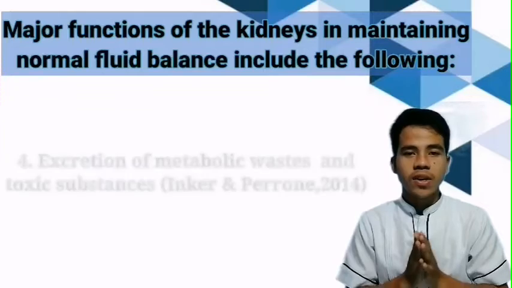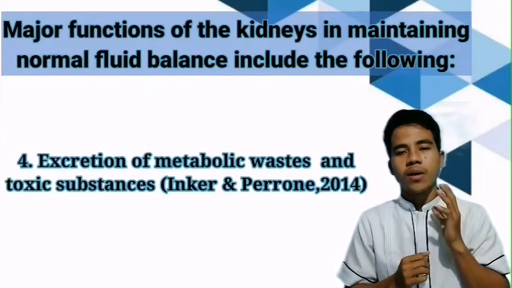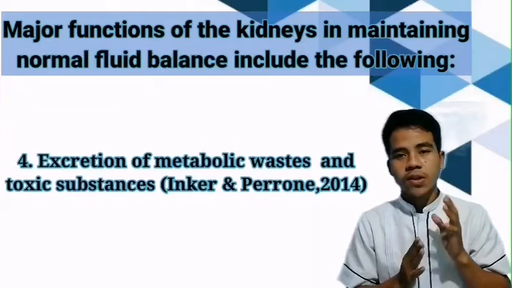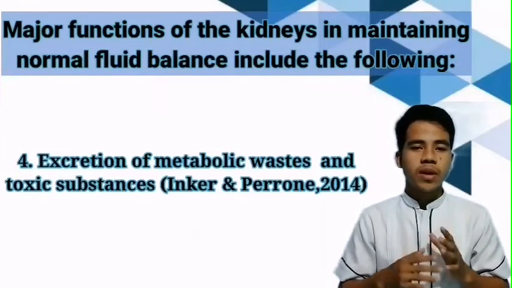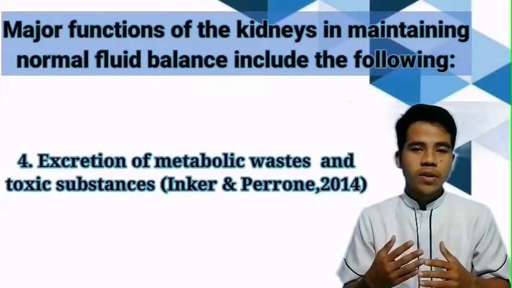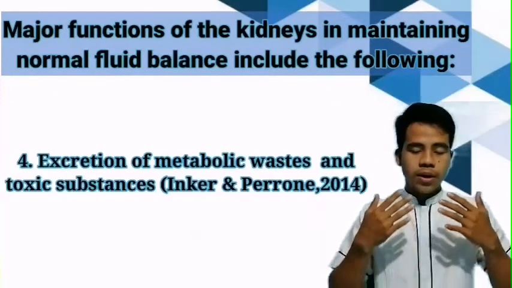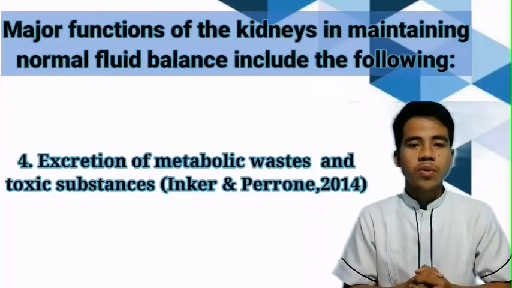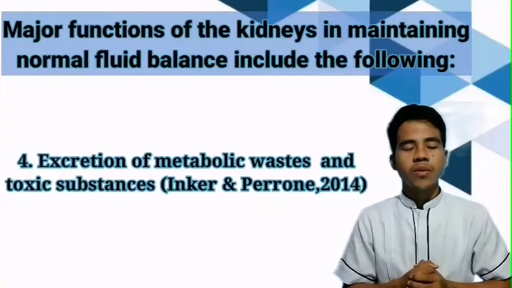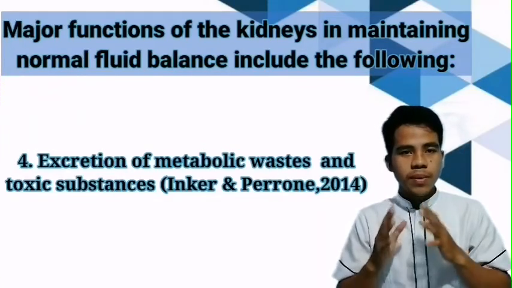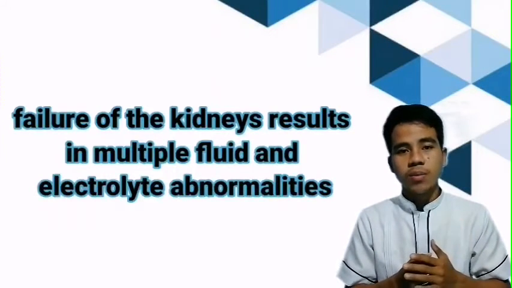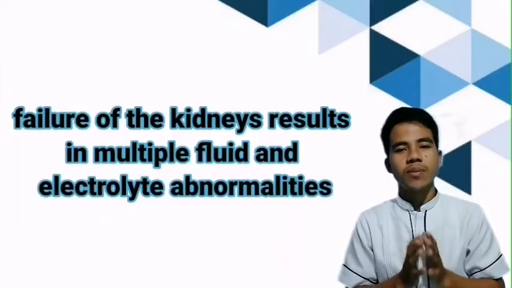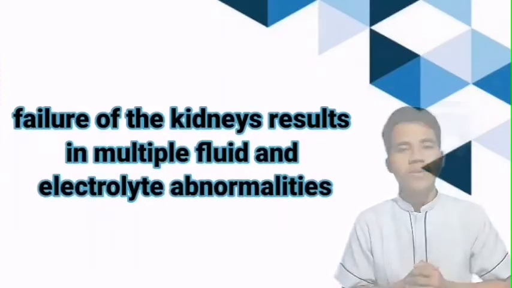Then the last one is excretion of the metabolic waste and toxic substances. So the kidney has a role in eliminating those wastes from our body, which are excreted through urination. That's all the major functions of the kidney. If there is a failure of the kidneys, it may result in multiple fluid and electrolyte abnormalities. So that's all.